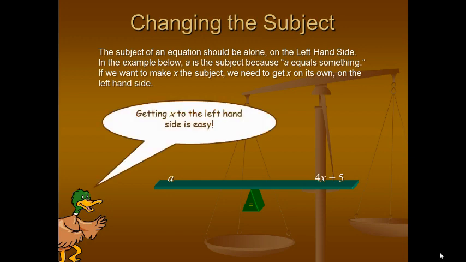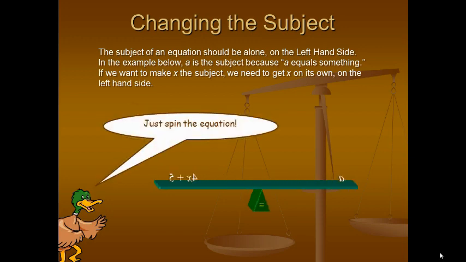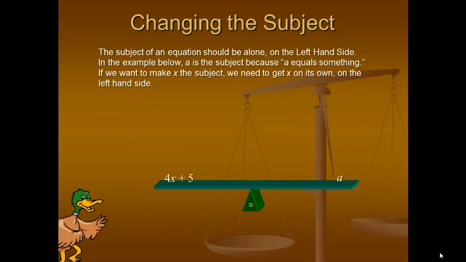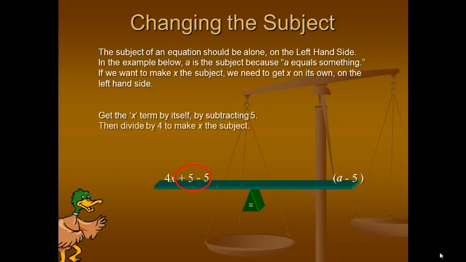Getting x to the left-hand side is easy. Just spin the equation. From there on, it's just a matter of fixing the x term. Get the x term by itself by subtracting 5. Then divide by 4 to make x the subject. So x equals (a minus 5) divided by 4.